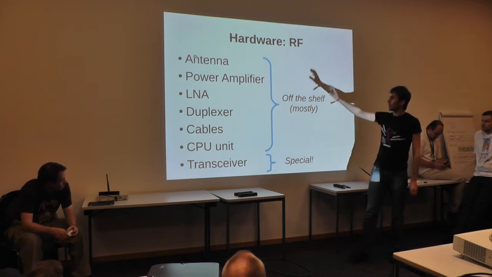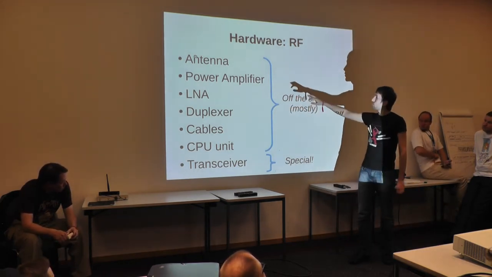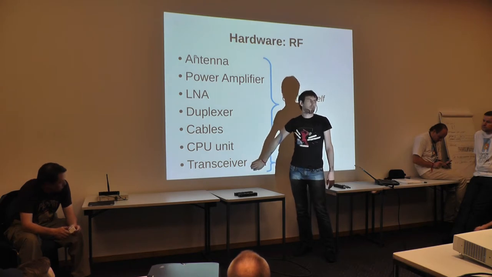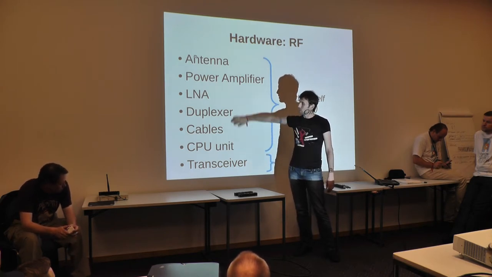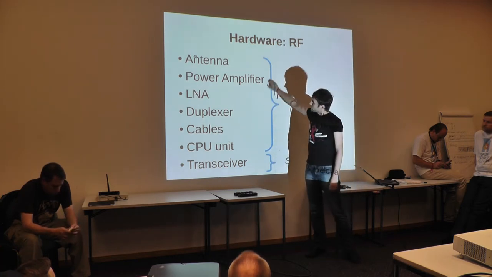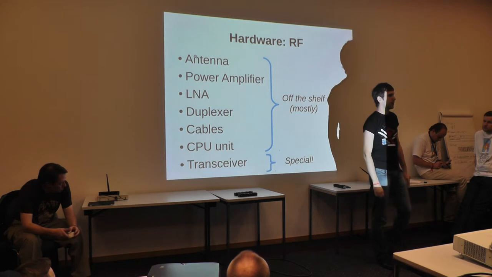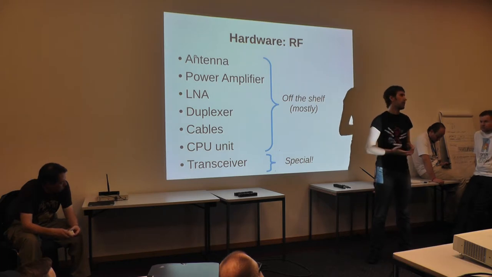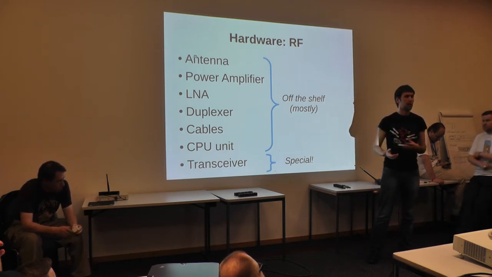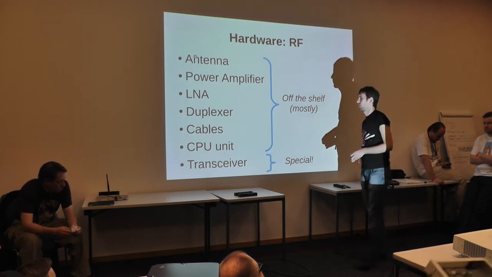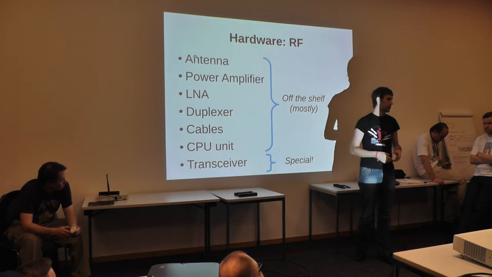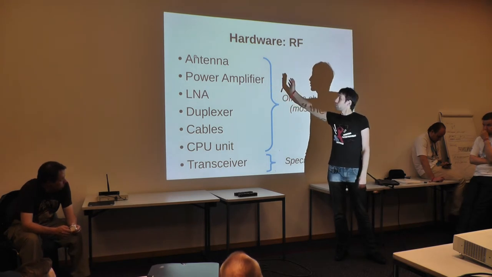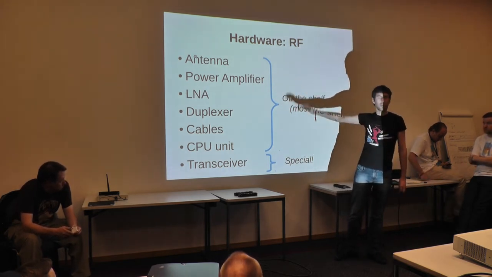So if we list this hardware, you have the radio frequency hardware, you have the CPU unit, and you have the transceiver which connects your CPU unit, the digital domain, to the radio domain. And all this stuff is usually available on the market. You may or may not be able to buy this on eBay, but it is available, and if you're a company, you could source this pretty easily from various manufacturers all over the world, from China to the US. And because these are just general GSM power amplifiers and general GSM antennas, they are manufactured in huge quantities.